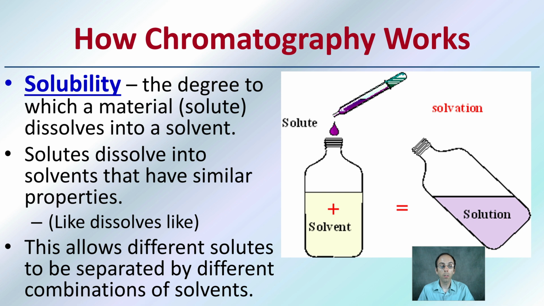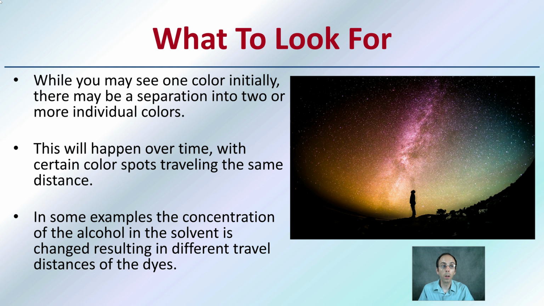This allows different solutes to be separated by different combinations of solvents. So what to look for is while you may see one color initially, this is looking particularly at inks, there may be separated into two or more individual colors. This will happen over time with certain color spots traveling to the same distance within your paper chromatography. In some examples, the concentration of the alcohol in the solvents is changing, resulting in different traveling distances of the dyes. And you're going to see an example of how that plays into the distance that certain colors will travel.